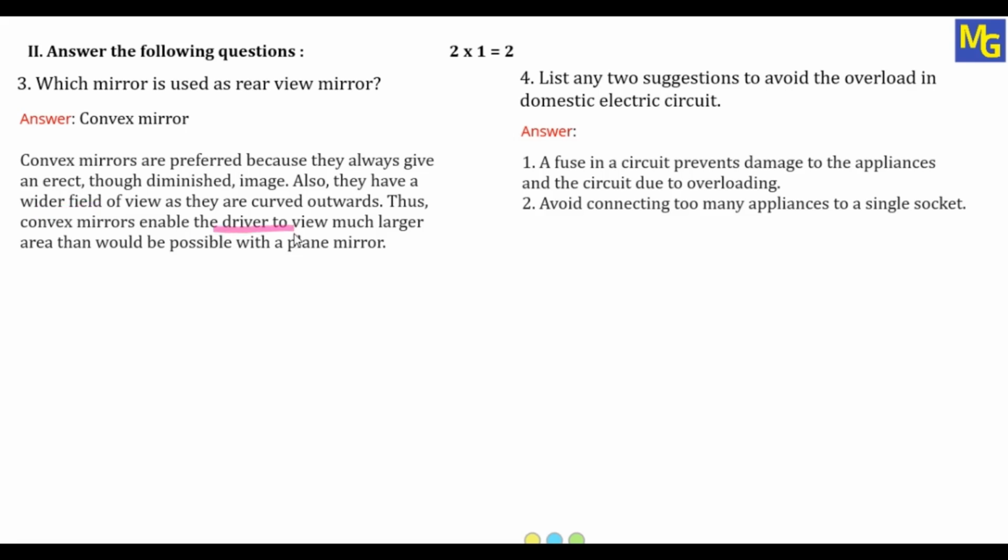It helps the driver to drive properly and to get an idea about the vehicles beside, and that's why we use a convex mirror. Now the next question, question number 4. List any 2 suggestions to avoid overload in domestic electric current.